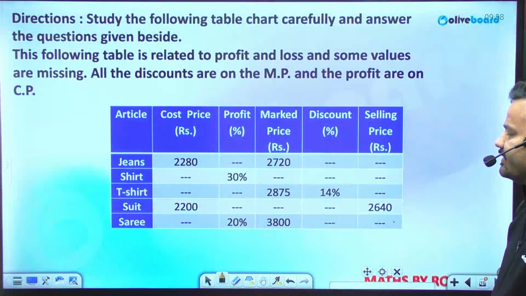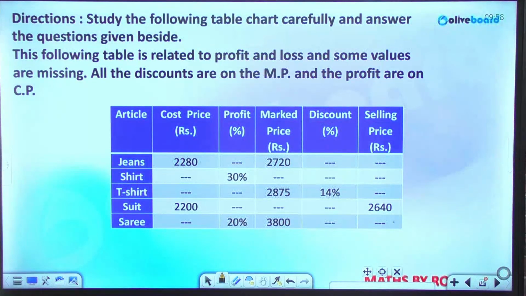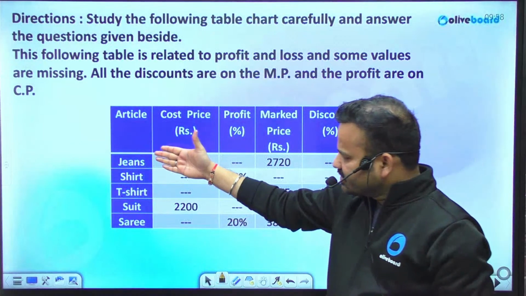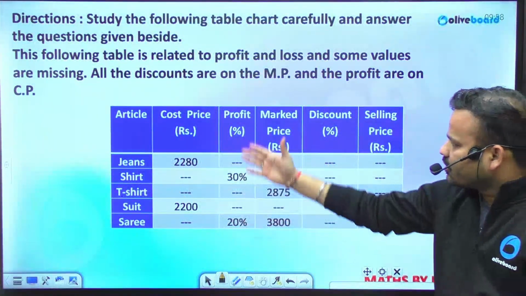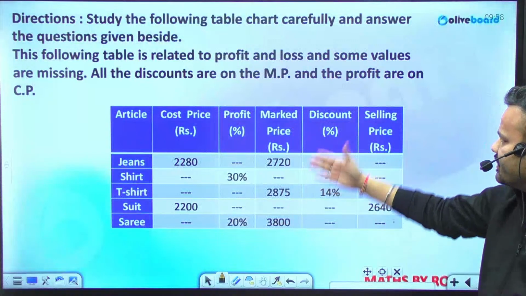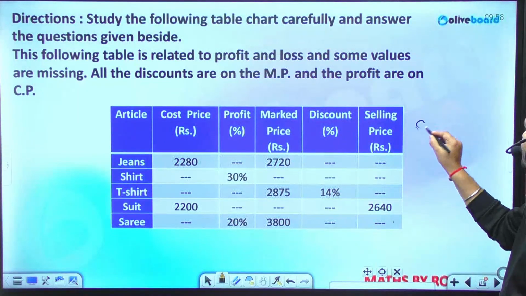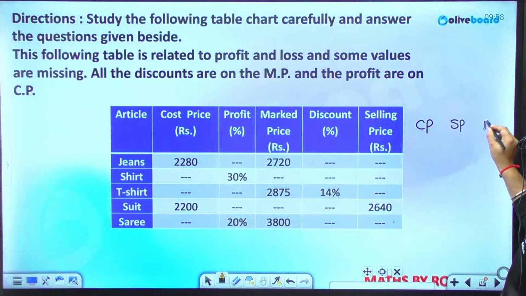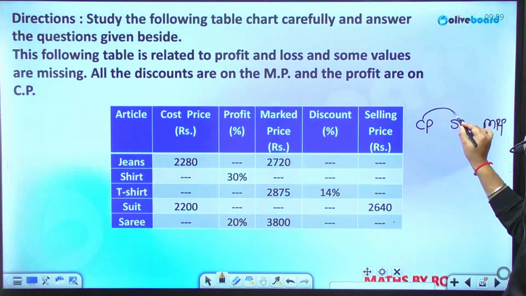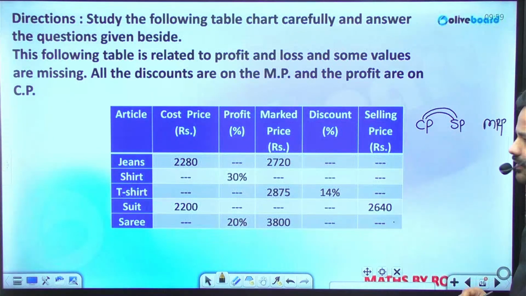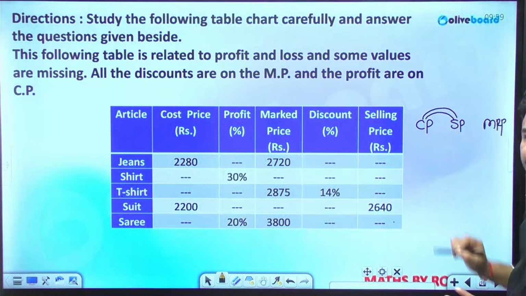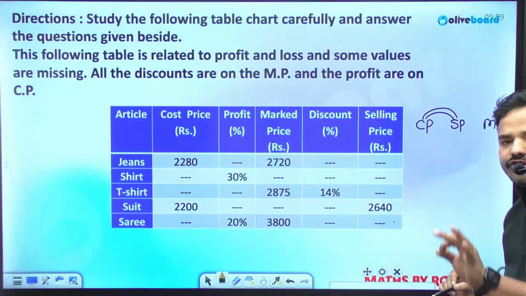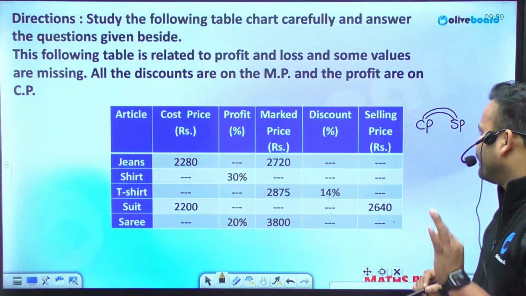Look at this DI. This DI is based on cost price, profit percent, mark percent, and profit and loss. So this is a missing DI, we have 5 identities: jeans, shirt, t-shirt, suit and sari. These are the cost price, profit percent, mark percent, discount percent and selling price. Okay, so CP, SP and MRP. Between CP and SP there are 2 bridges of profit or loss percent. One bridge is of profit, one bridge is of loss. So one at a time, either the shopkeeper will be having a profit or he will be having a loss.